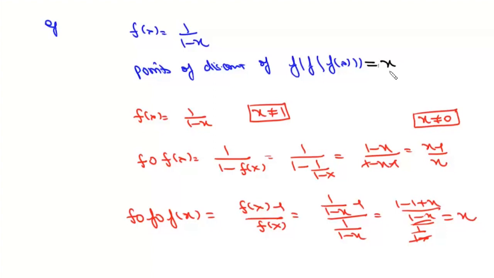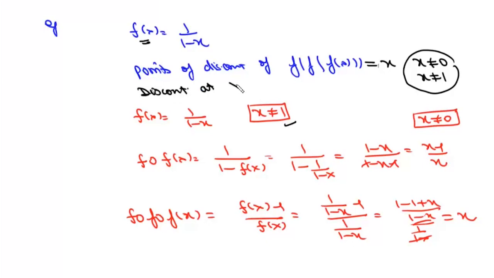But then this function will only be defined if f(x) is defined and f of f(x) is defined. And we know that f(x) is not defined when x is equal to 1 and f of f(x) is not defined when x is equal to 0. So this f of f(x) is equal to x only when x is not equal to 0 and x is not equal to 1. So this function f of f(x) is discontinuous at x equal to 0 and x equal to 1.